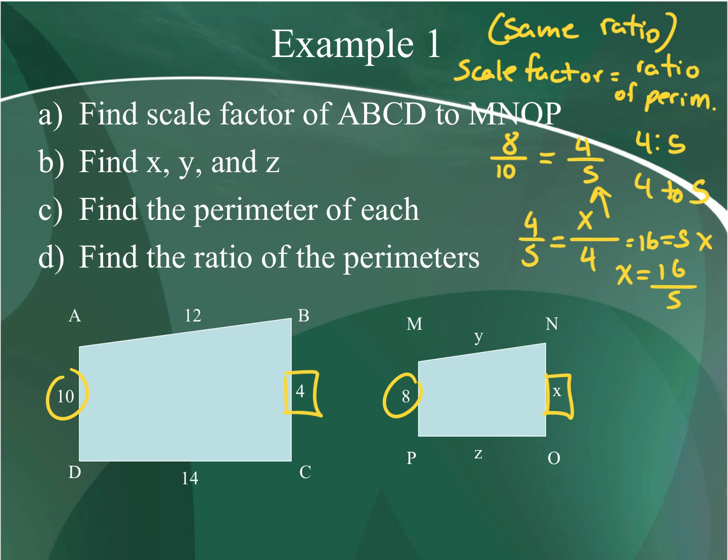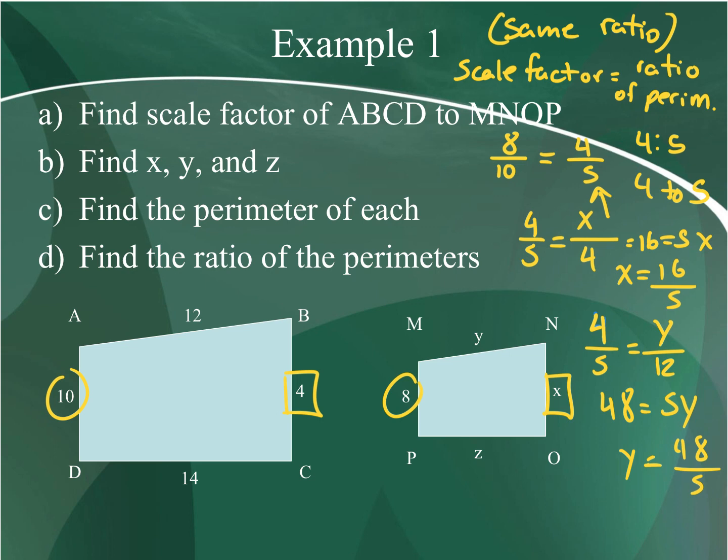Now, for y, we're going to do the same thing. We're going to do 4 over 5 equals, again, y on the top because the 4 comes from the smaller one, over 12. We're going to multiply 12 times 4, which should give us 48, equals 5y. Then I divide and I get y is equal to 48 over 5. Again, I'm just going to leave it as a fraction.